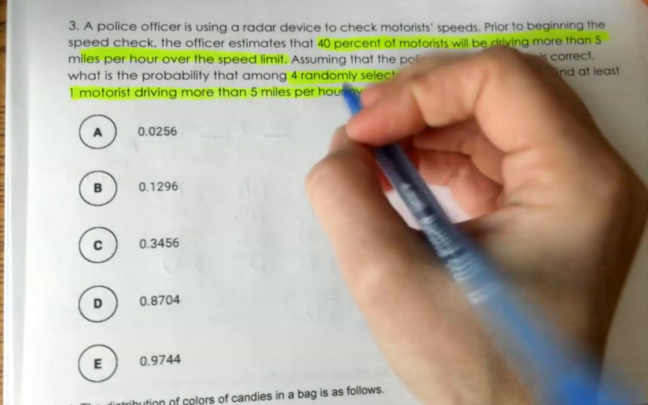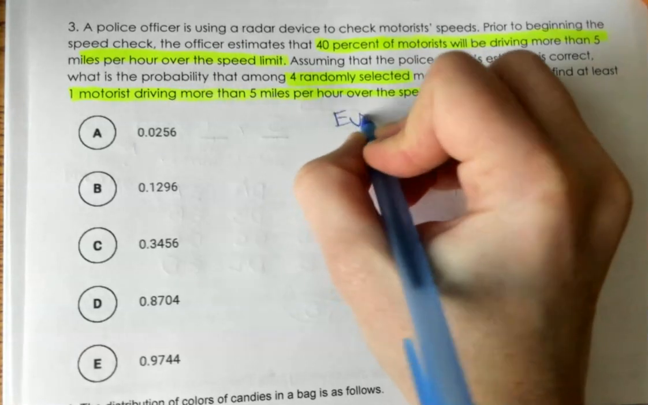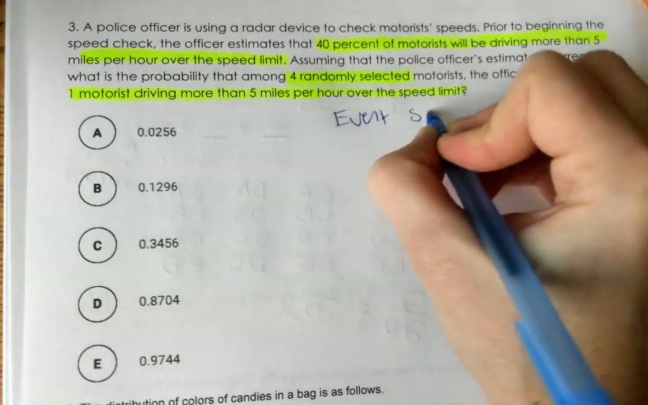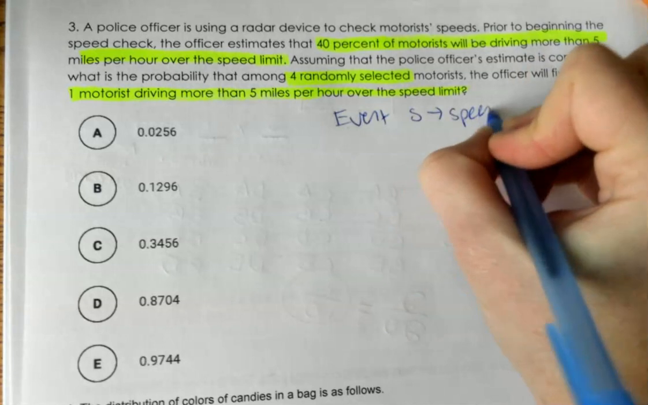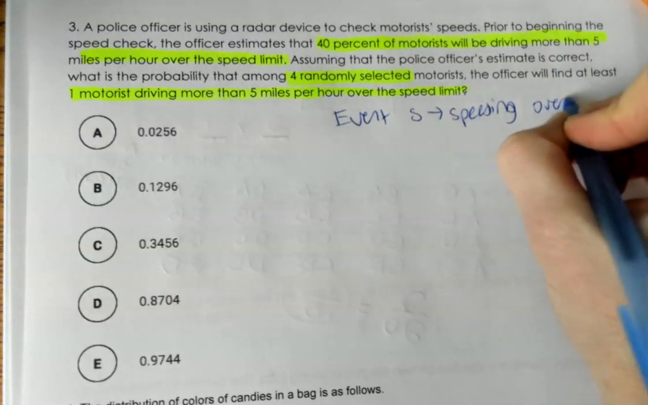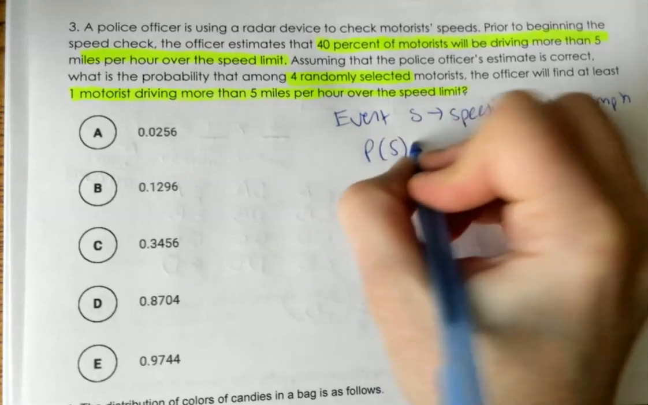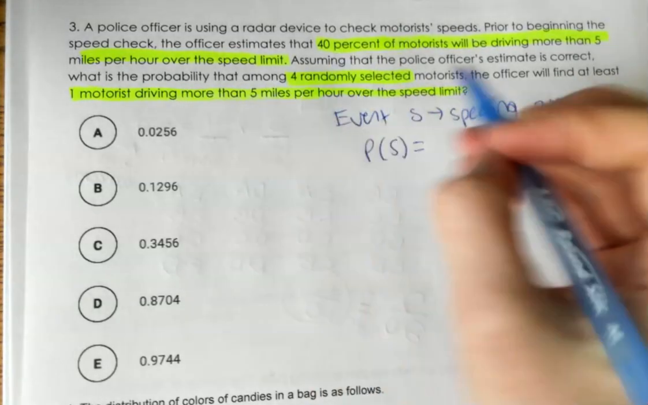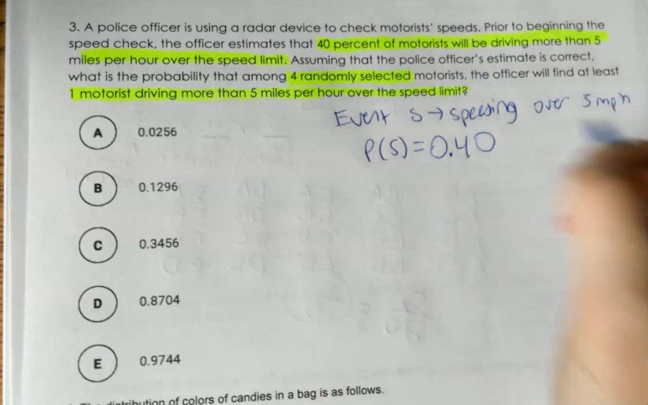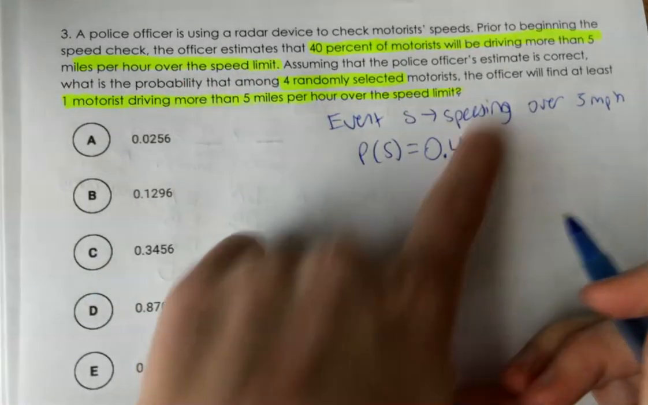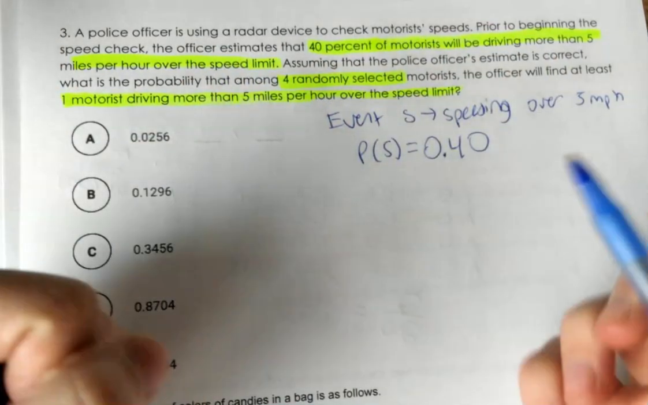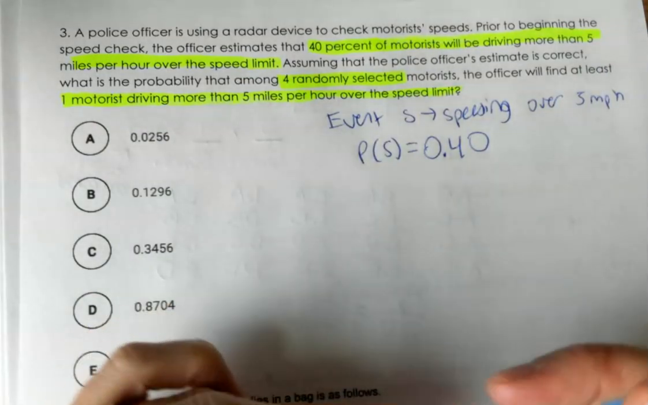Alright, so we're going to call event S speeding over 5 miles per hour. So that means we think the probability of event S is his estimate, which is 0.40. 40% of motorists will be speeding, which means driving more than 5 miles per hour over the speed limit.